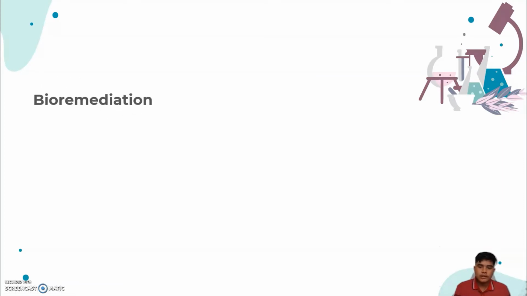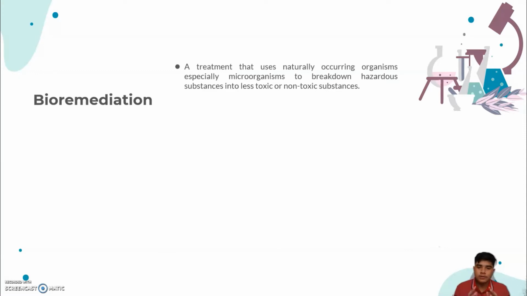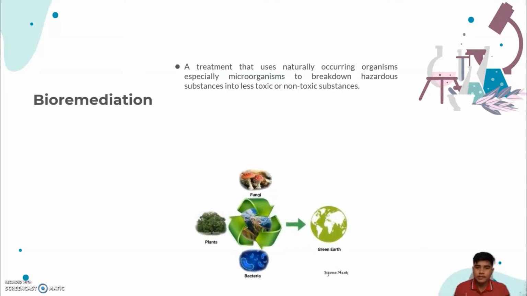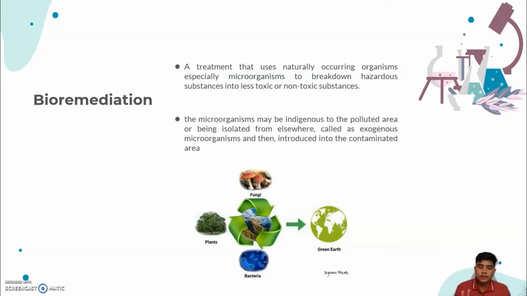So, what is bioremediation? According to Environmental Protection Agency of United States America, bioremediation can be considered as a treatment which uses microorganisms such as fungi and bacteria in order to break down pollutants into non-toxic substances. There are two ways of which bioremediation being carried out. The first one is the microorganism may be indigenous into the polluted area, or in another way is the microorganism is being isolated from somewhere else and then being introduced into the polluted area.